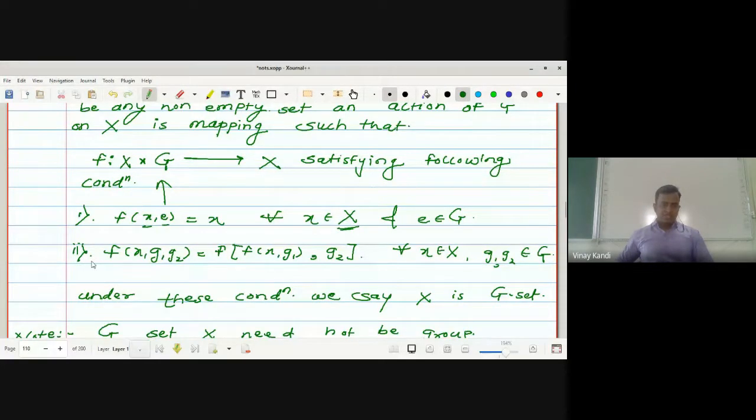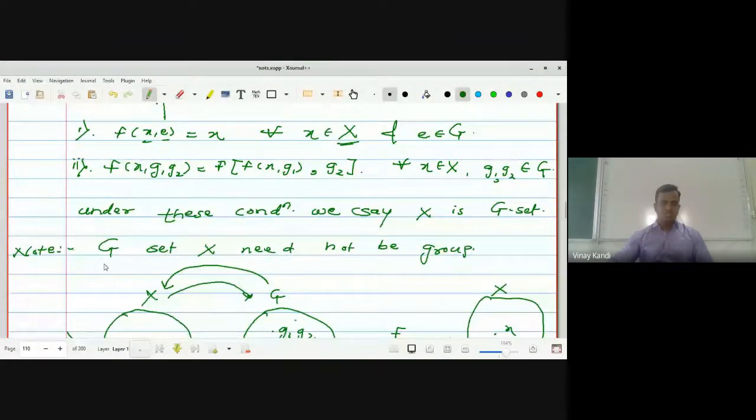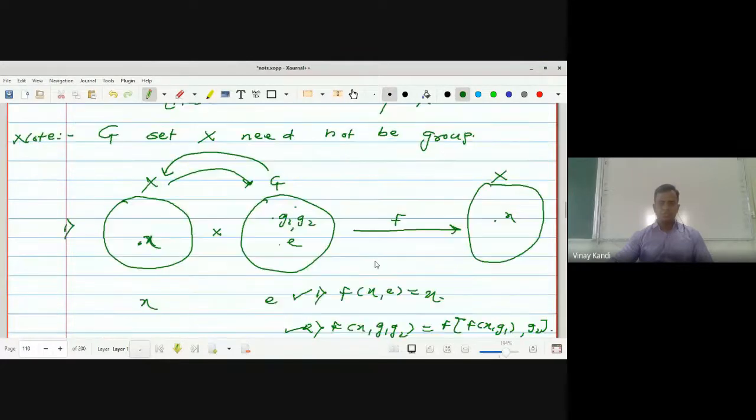And the second condition: f of (x, g1 g2) is equal to f of (f of (x, g1), g2), for all x belonging to capital X and g1, g2 belonging to capital G. Under this condition we say that X is a G set. What is the note? X is a G set, that is, X need not be a group. So what is the necessary condition for this X? It is a non-empty set.